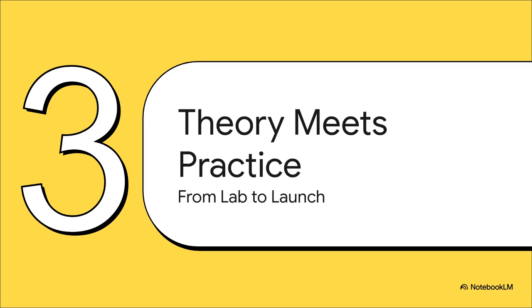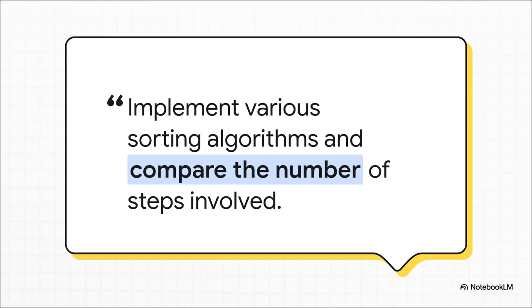But look, theory is one thing. Let's see how this stuff actually moves from the textbook to the real world, how knowledge gets turned into a usable skill. This is an actual experiment from the lab manual for that course. Students aren't just reading about different ways to sort stuff. They're actually building them, things called bubble sort, quick sort, merge sort. And then they have to compare them scientifically. They have to literally count and measure the number of steps involved.